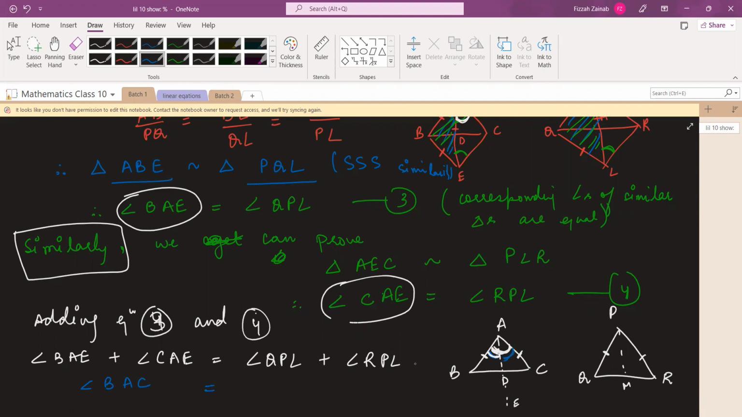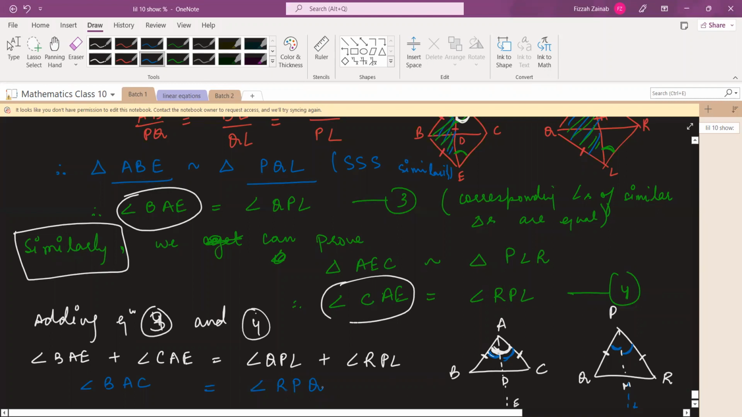Is equal to. Now similarly, see L was somewhere here. So QPL is this and RPL is this. If I add them, I get the complete angle, which is RPQ. Is that okay?